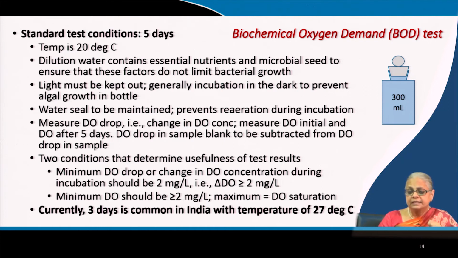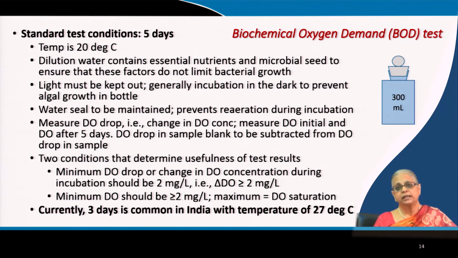Now this delta drop from the initial DO to the DO after 5 days has to be measured, and if you suspect that your dilution water has some amount of organics in it, significant enough to contribute to the DO drop, then you need to run what is called a sample blank, and the delta DO or the DO drop in the sample blank has to be subtracted from the DO drop in the sample. So these are the test conditions.